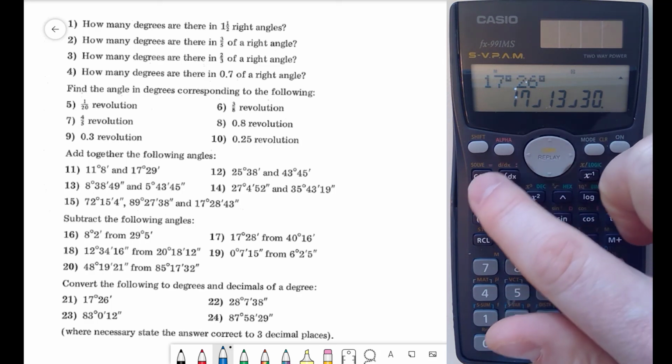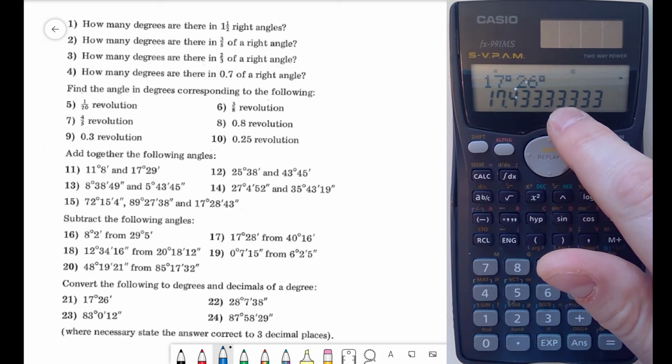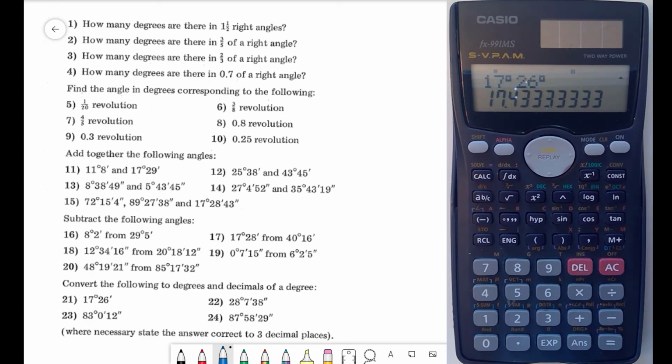Now we can also, once we get this value here, press the fraction button. That would turn it into a fraction, and you can press the fraction button again, which would also turn it to the decimal. So it just depends upon how you want to express the answer. But there you go for question 21.